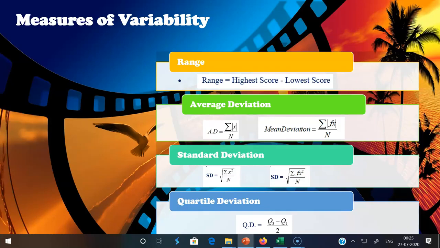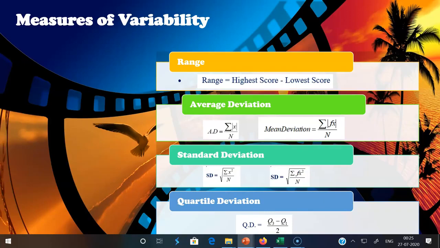Standard deviation is the square root of the mean of the squares of the deviations of individual items from the arithmetic mean. Here I may highlight the two important formulas of the standard deviation: one formula for raw data, the other for grouped data. For the raw data formula, SD is equal to the root of summation small x square divided by n. Here the small x is nothing but capital X minus M.